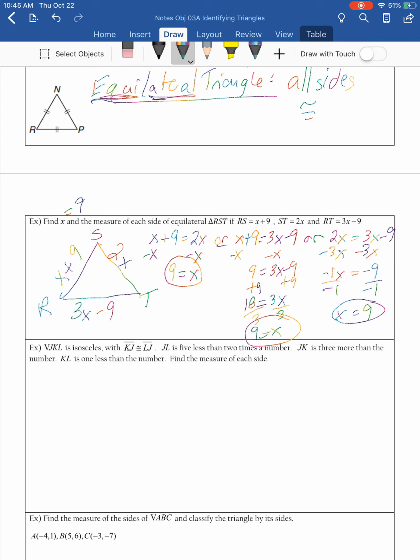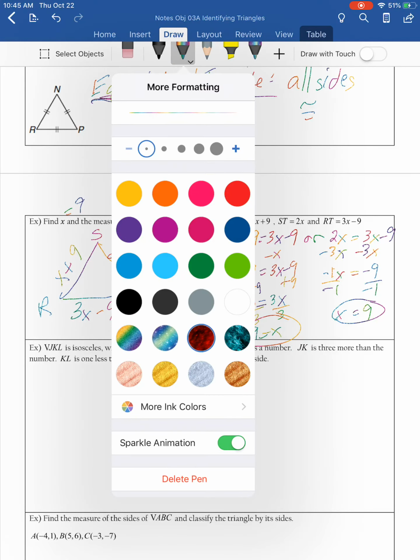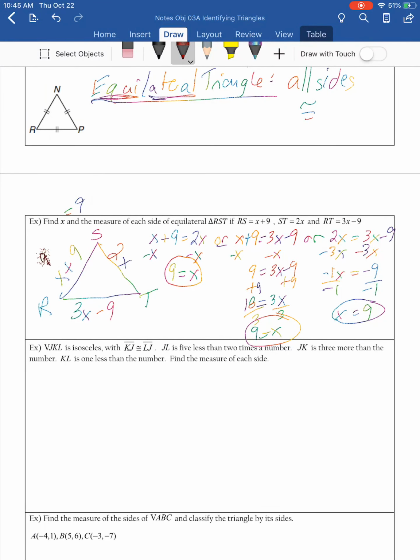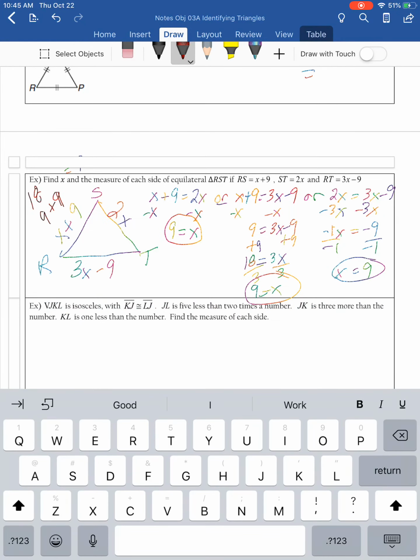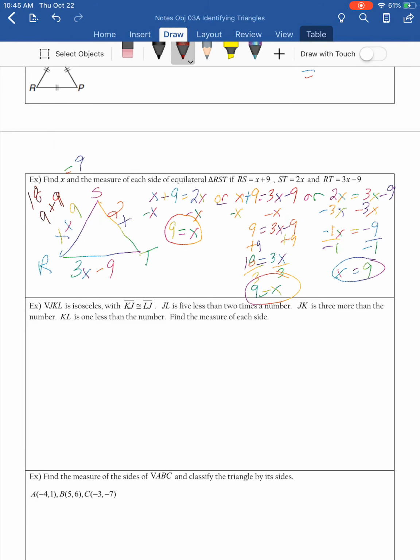The other thing is find the measure of each side, so I plug that into the original problem. So this is going to be 9 plus 9, which is 18. If I did it right, then each of these is going to be the same. This is going to be 27, or this is going to be 27 minus 9, which is also 18, and then 2 times 9, which is also 18. So we did it right. So each side is going to be 18, and x is 9. So those are your 2 answers.